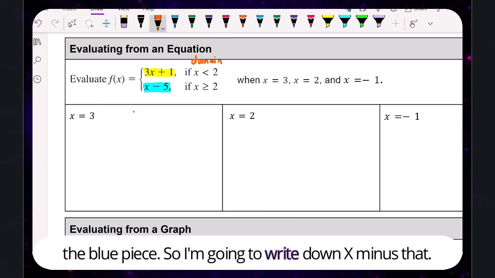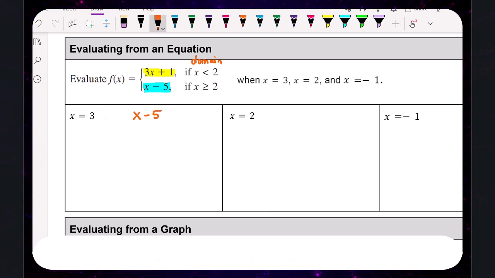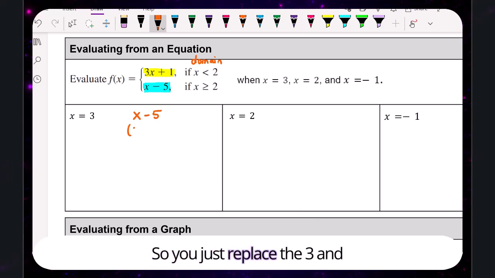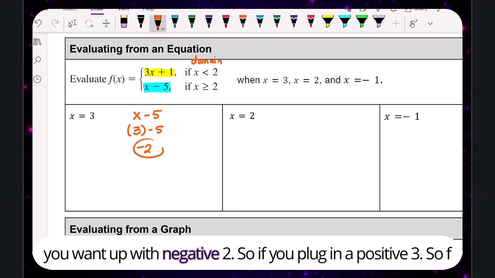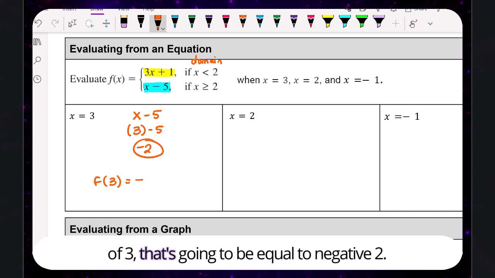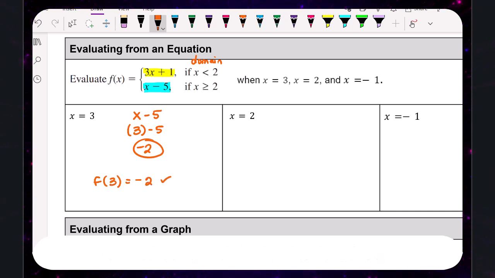So I'm going to write down x minus 5. So you just replace the 3 and you wind up with -2. So if you plug in a positive 3, so f of 3, that's going to be equal to -2.